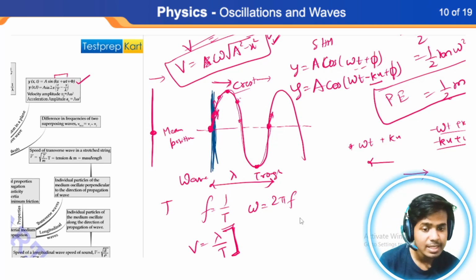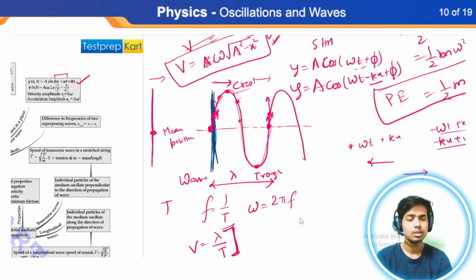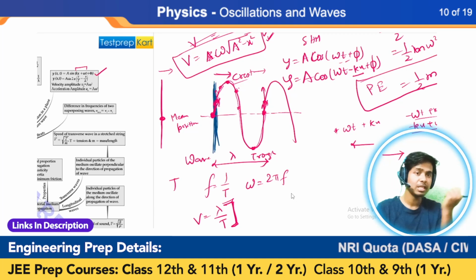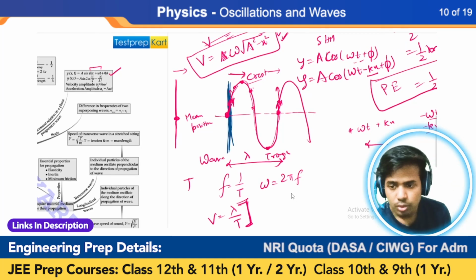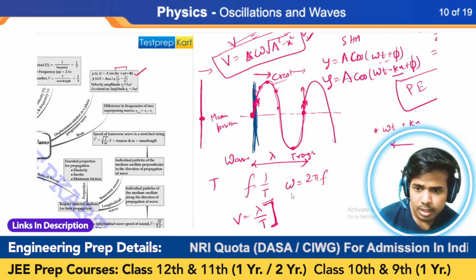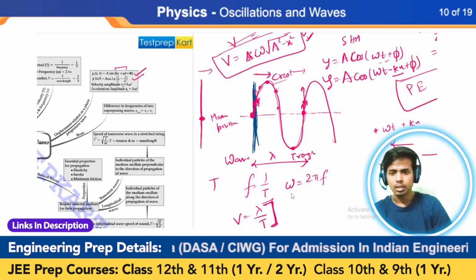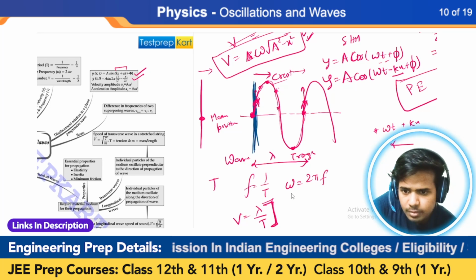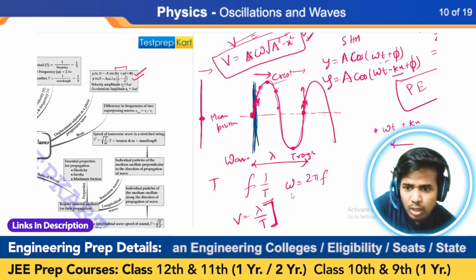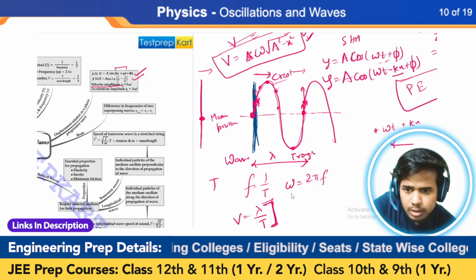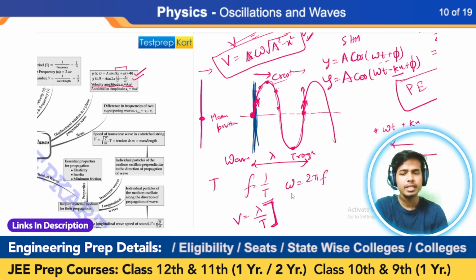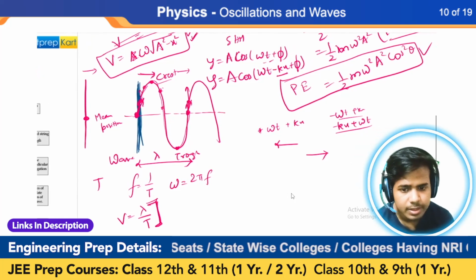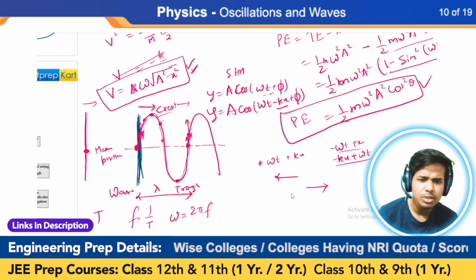Particle velocity is always dependent on this thing. The particle is just moving up and down, right? It is the wave which is traveling in the horizontal direction. Now velocity is simply this thing. See, it is very much similar to this equation, right?